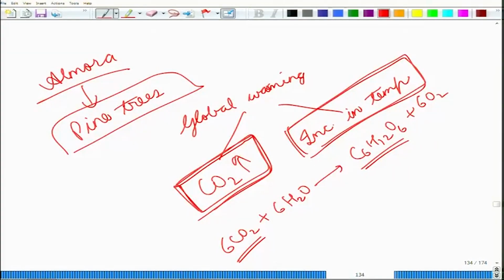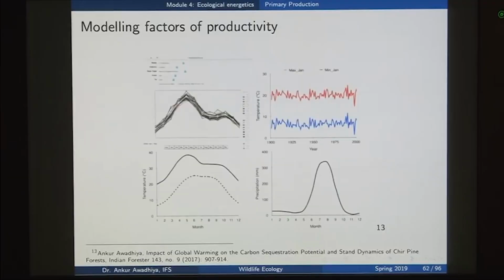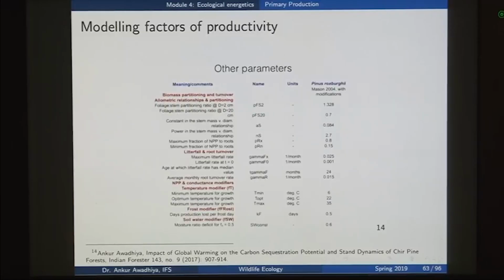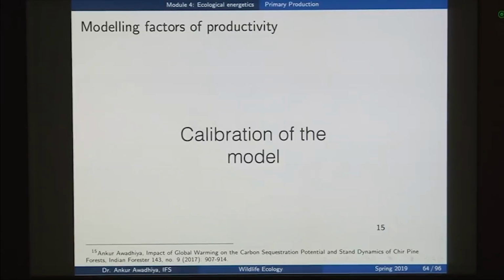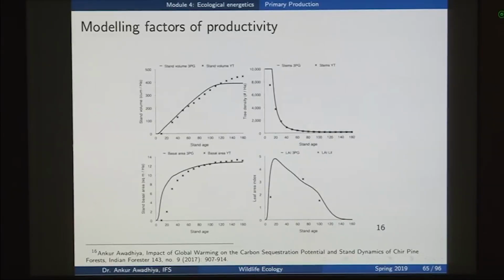For that, we began by looking at different data. Here we have data of the amount of precipitation, the maximum and minimum temperatures, the level of cloudiness in the Almora district and so on, and then we looked at different factors of productivity for the pine trees. Then we made our model and calibrated it with the existing data. Now, our data is available in the form of yield tables.